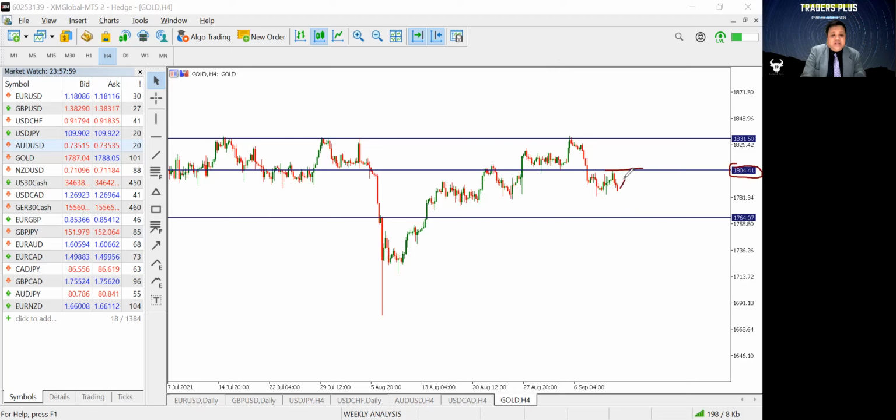Kasi pag nauntog yan sa 1804.41, pwede yan bumaba. Okay? Pero yung magnitude ng ibababa, parang medyo mahina. Kaya I'd rather wait for a potential sagad na baba, bounce, sasakay ako sa bounce. Okay? Well, that's just me. If you want to follow my advice, it's up to you. Alright? Not really an advice, but my analysis.